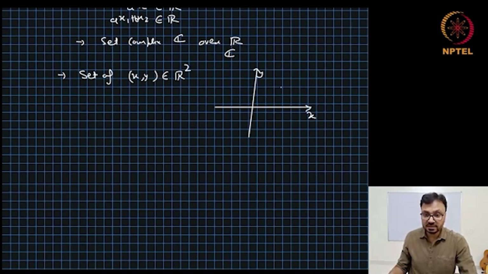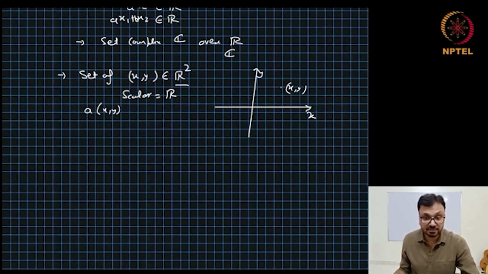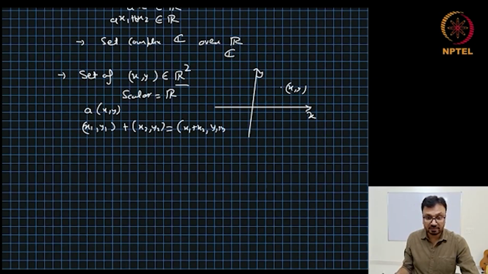So any vector in this two-dimensional plane, any point in this two-dimensional plane, is represented by x comma y. So that's the geometrical representation of R2. Now the scalars will be the real numbers, and if we multiply a vector x, y with a scalar, we get another vector in the same two-dimensional plane. We can define the addition operation as x1 plus x2, y1 plus y2.